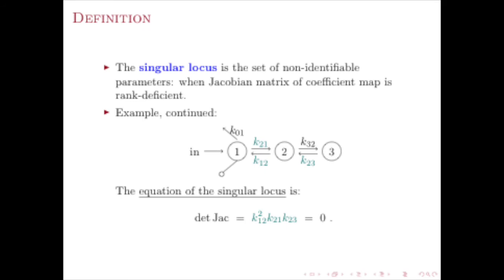The singular locus is where you cannot identify the parameters because there are infinitely many that map to the same data vectors. In other words, it's when the corresponding Jacobian matrix is rank deficient. Here's an example we're still using: there was this coefficient map. You could relatively easily write down the Jacobian matrix and take its determinant. Of course, we use a computer, and we get this nice equation of the singular locus. So if k12, or any of these green colored parameters, are 0, then we have a problem, and we can no longer identify the parameters.